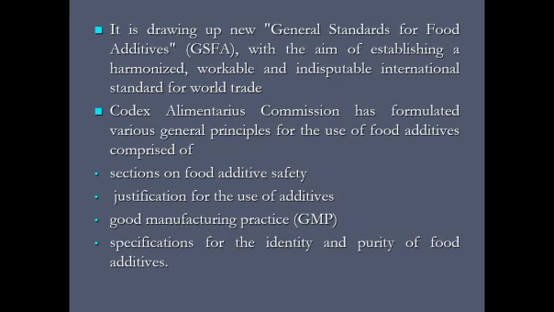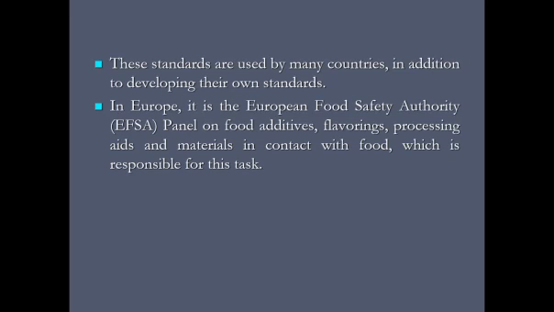Codex Alimentarius Commission has formulated various general principles for the use of food additives, which are comprised of sections on food additive safety, justification for the use of additives, good manufacturing practices, specification for the identity and purity of food additives. So, Codex Alimentarius Commission basically sets standards for certain food additives or food substances, and good manufacturing practices are the overall manufacturing practices which provide you with the safe food and overall good practices. These standards are used by many countries in addition to developing their own standards.